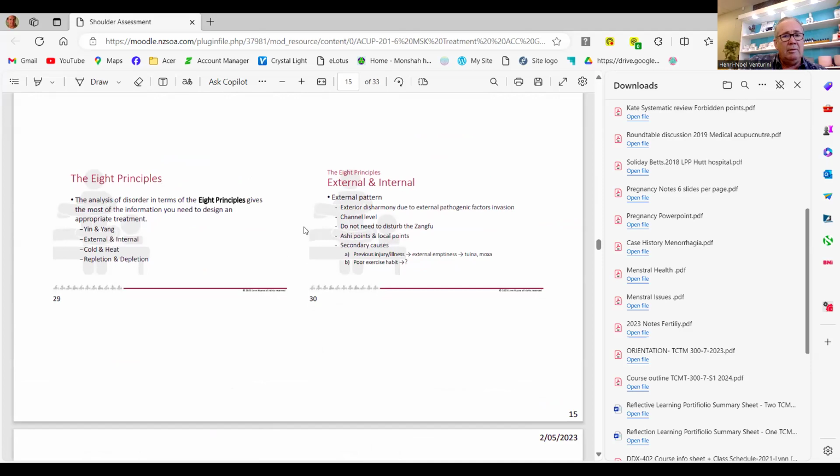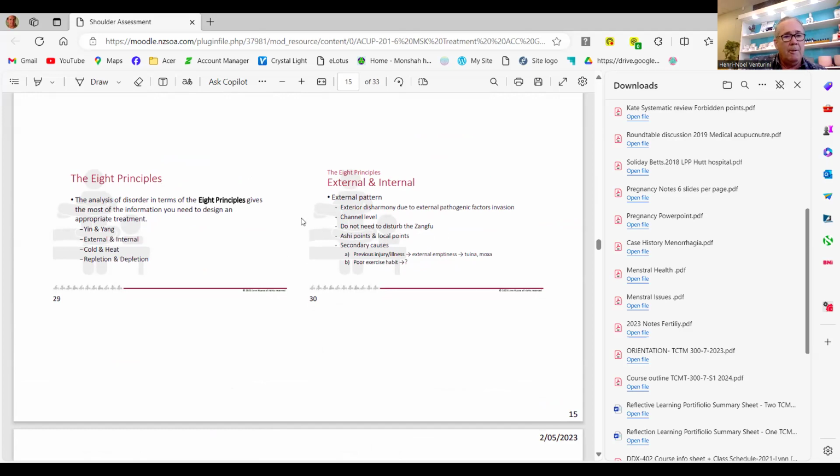The other principle is external or internal. Is it musculoskeletal or is it zangfu, internal organs? And that will change the way you're going to apply the treatment. If it's external, you're looking for ashi points. If it's internal, you're looking for zangfu.